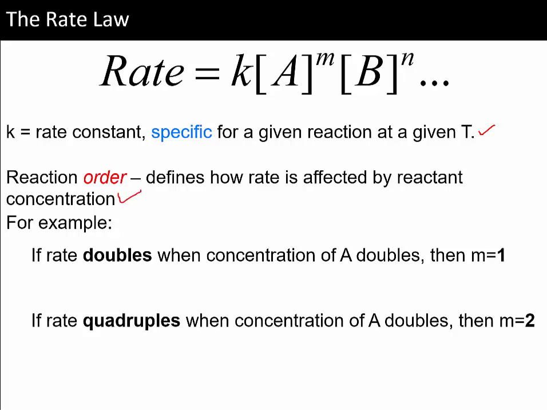For example, if rate doubles when the concentration of A doubles, then the reaction order is 1. If the rate quadruples when the concentration of A doubles, then the reaction order is going to be 2. Right? So what it's saying is for a first order, my concentration affects my rate of reaction. And for a second order, my concentration strongly affects my rate of reaction.